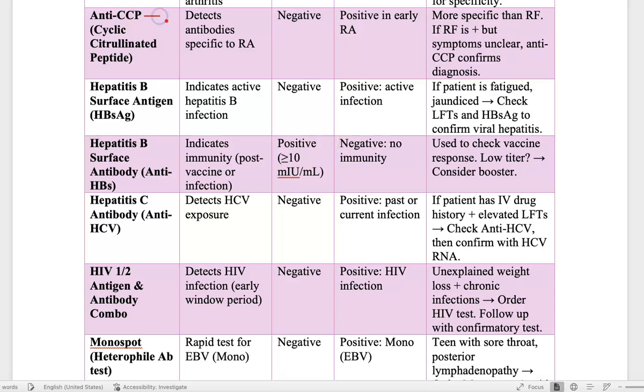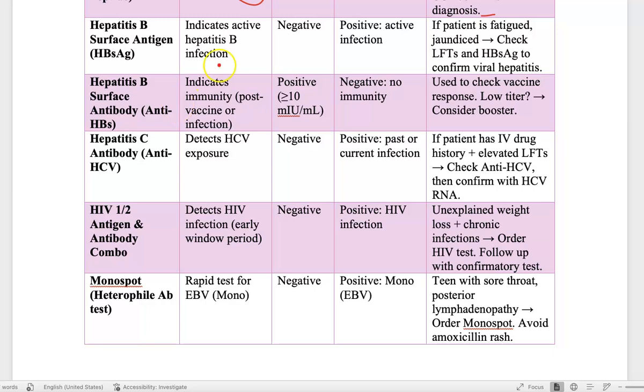Now, what about anti-CCP? Cyclic citrullinated peptide. It detects antibodies specific to RA. Generally, we want it to be negative. It is positive in early RA. It is more specific than RF if RF is positive, but symptoms unclear. Anti-CCP confirms diagnosis. What about hepatitis B surface antigen? It means there is an active hepatitis B infection going on. You better know this, what it means.